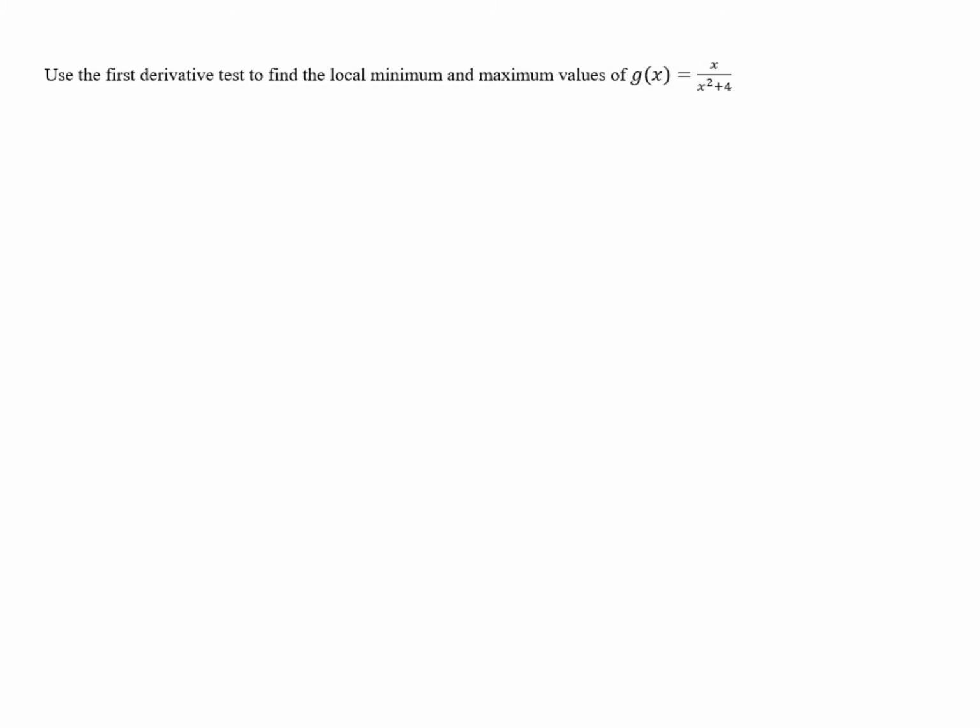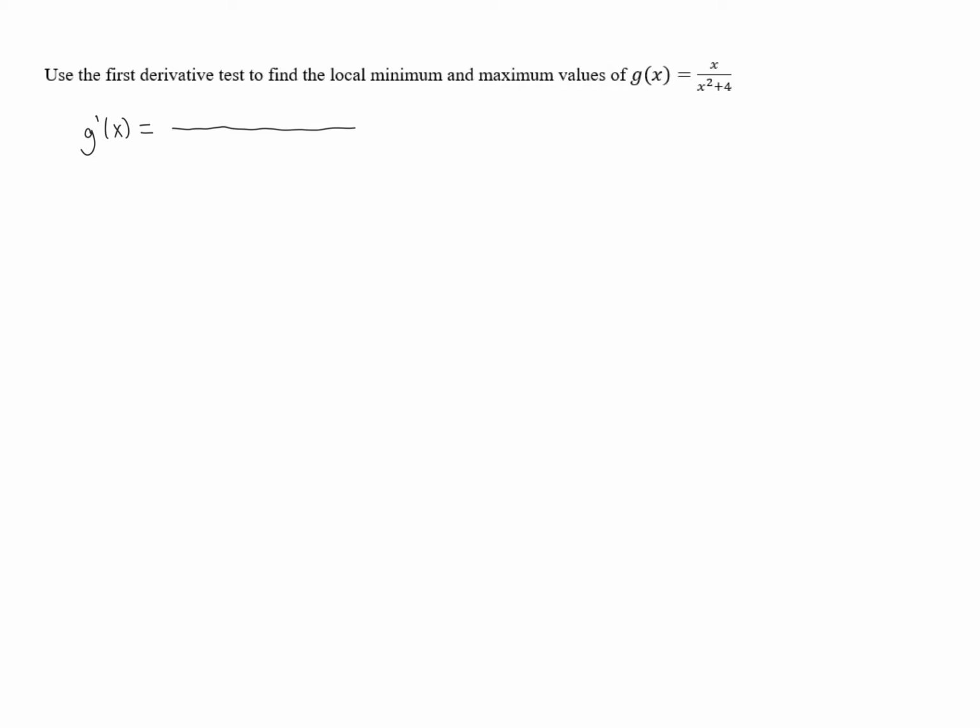Use the first derivative test to find the local minimum and maximum values of g of x equals x over x squared plus 4. To find the critical numbers, we're first going to have to take the derivative. So we're going to need g prime of x, and we're going to use the quotient rule here because we've got the derivative of a quotient.